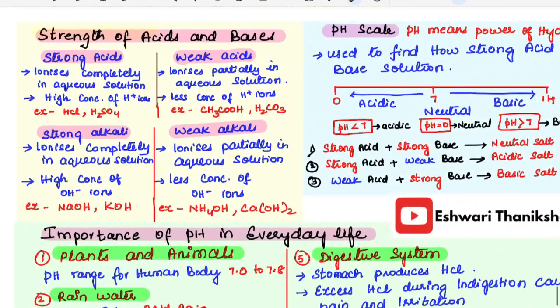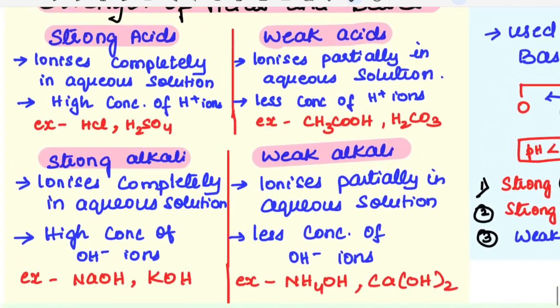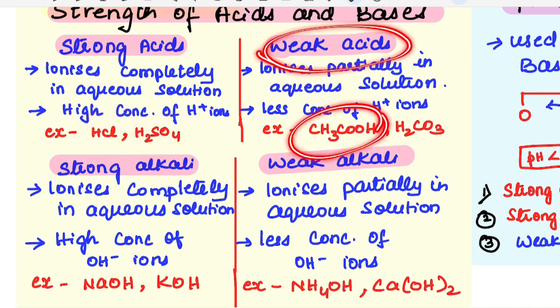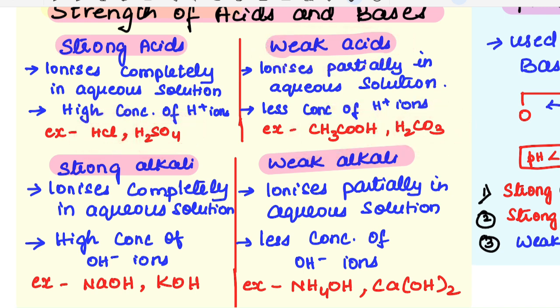Coming to the strength of acids and bases. Strong acid and weak acid. A strong acid ionizes completely in water and produces a high concentration of H+ ions, whereas a weak acid only partially ionizes in water and produces a low concentration of H+ ions. Remember the examples: HCl and sulfuric acid, and for weak acids, acetic acid and H2CO3.